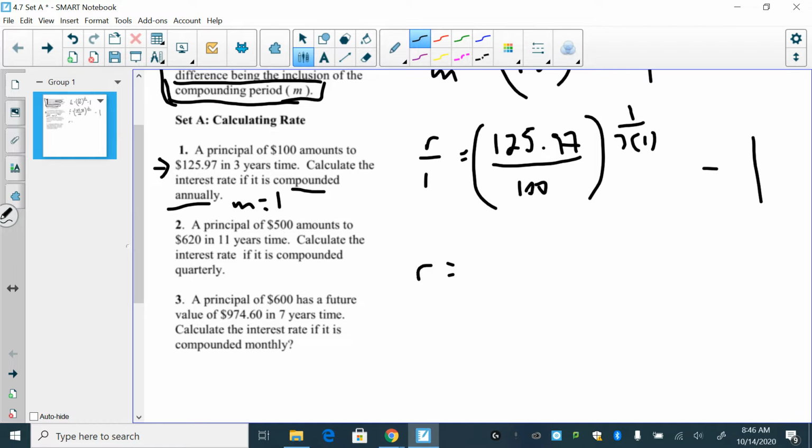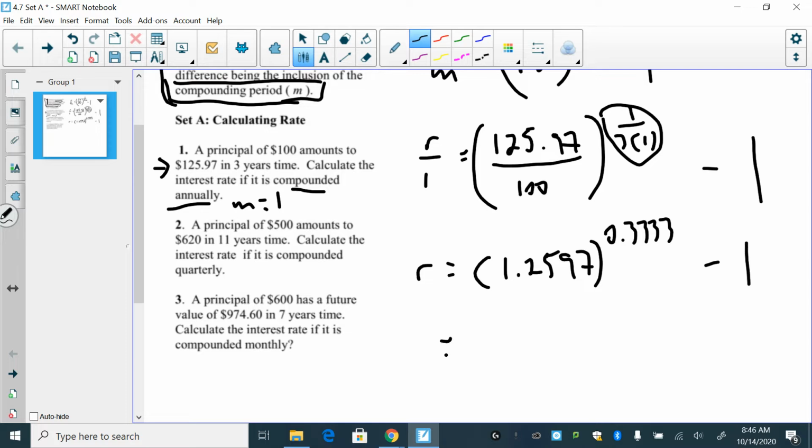So I'm going to do 125.97 divided by 100. So I've got 1.2597. And then I'm going to do 1 divided by 3, which is this one. And so that's just 0.3333. And 4 decimal places, you're fine, minus 1. Okay, so I'm going to take the 1.2597 and I'm going to do it to the exponent of 0.3333 equals. And then I'm going to subtract 1.